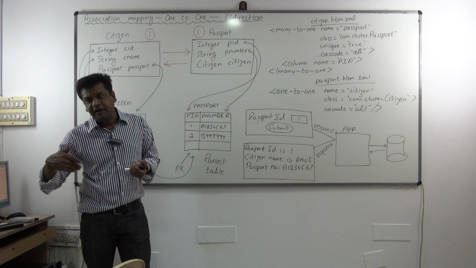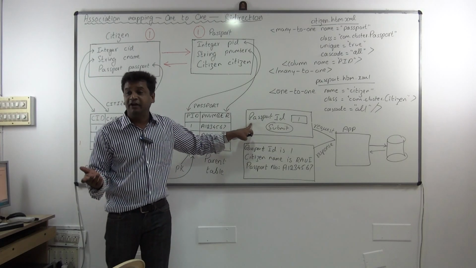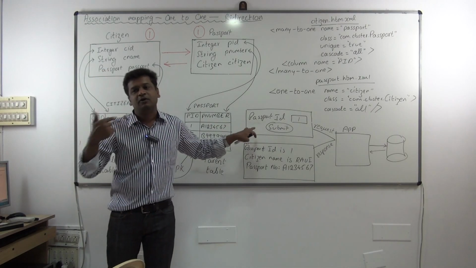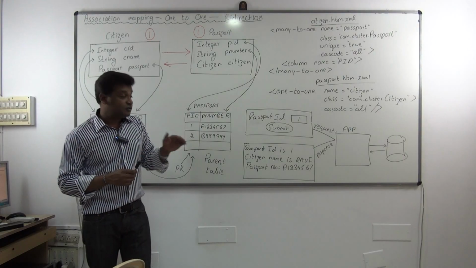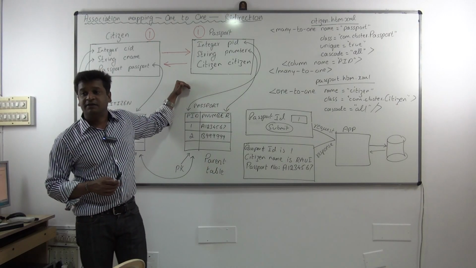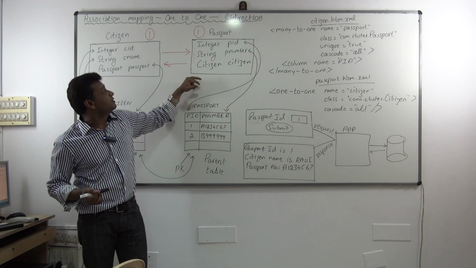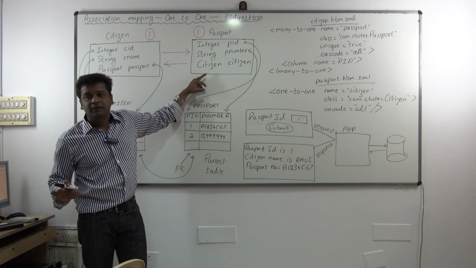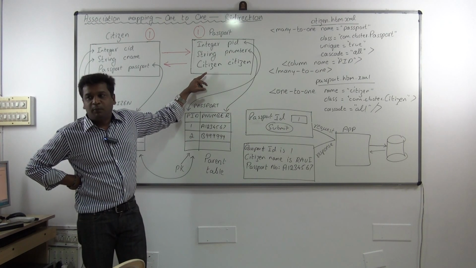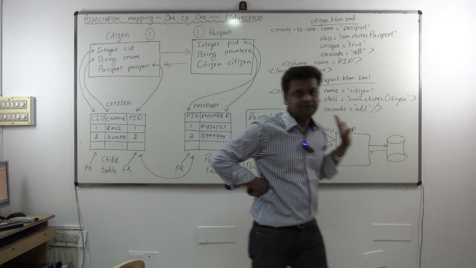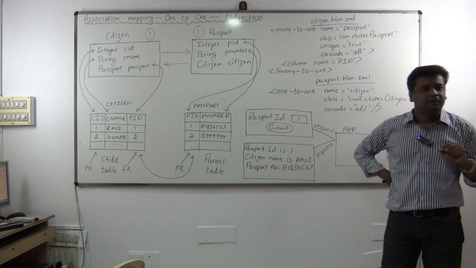So if I enter the citizen ID also, I want all the details. If I enter the passport ID also, I want all the details. That is my scenario now. So for that reason, I'll make the entities bidirectional. How do you make it bidirectional? Just by adding one property by name citizen and writing one tag here. That's it. So this makes it bidirectional.